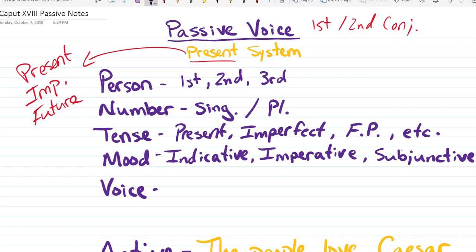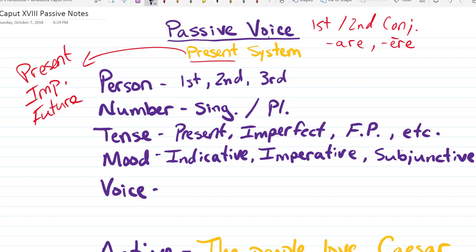So remember again, first and second conjugation. Those are ARE infinitives or a long ERE as well. But just to review quickly, what is passive voice? What's this idea of voice? And let's just briefly review the characteristics for any verb. A verb has person, number, tense, mood, and voice.